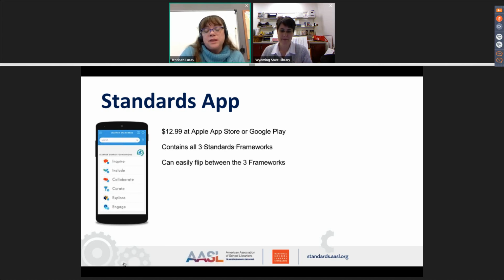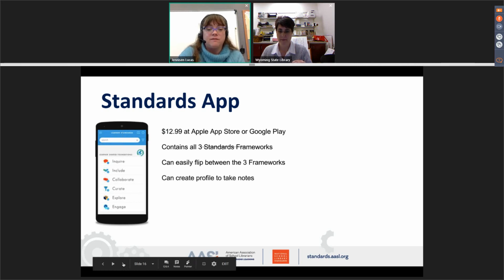You can easily flip between the three frameworks. Once you have one open, the picture showing on the screen is the learner framework, and if you tap where that little learner head is, it will ask if you want to switch to library or librarian, and you can go through them that way. So you can flip back and forth.